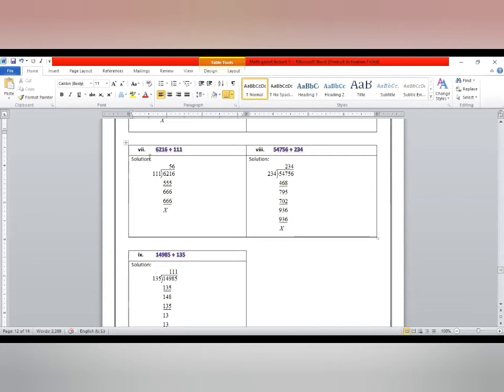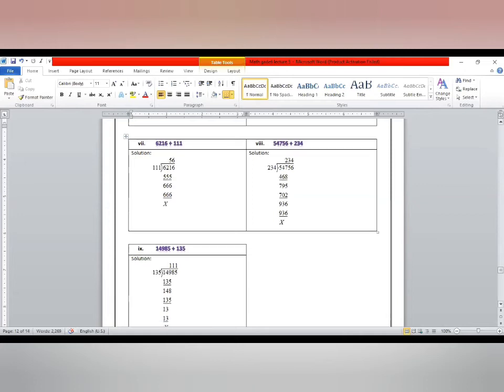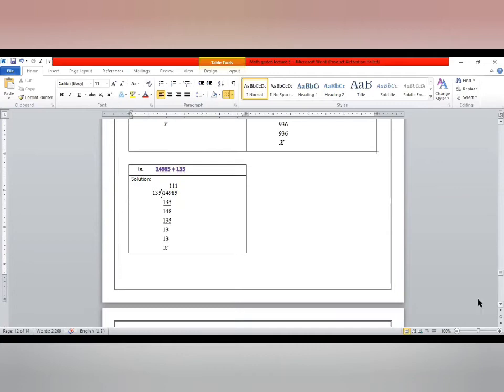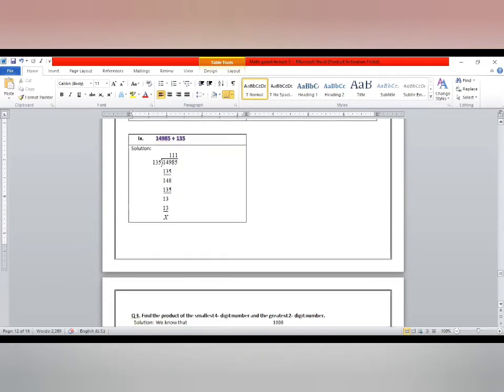Dear students, same way we have the 7 number sum. Here we have the 6,216. Same pattern. And I think there is no complicated or challenging point. You can do the same pattern.